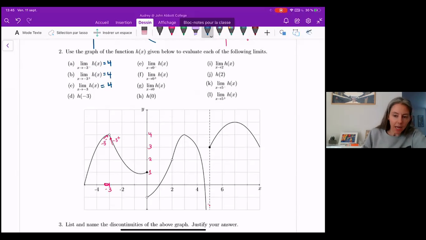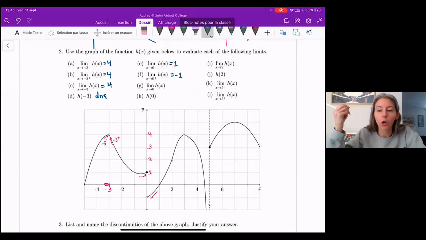So the reality is that h of -3 does not exist. Now I can do the same thing with 0. On the left side of 0, I see that I'm getting closer to 1. On the right side of 0, if I follow that graph, it seems to be going towards -1. Those are different. The left and right are not the same. I cannot develop a clear expectation of what's going on. So then this does not exist.